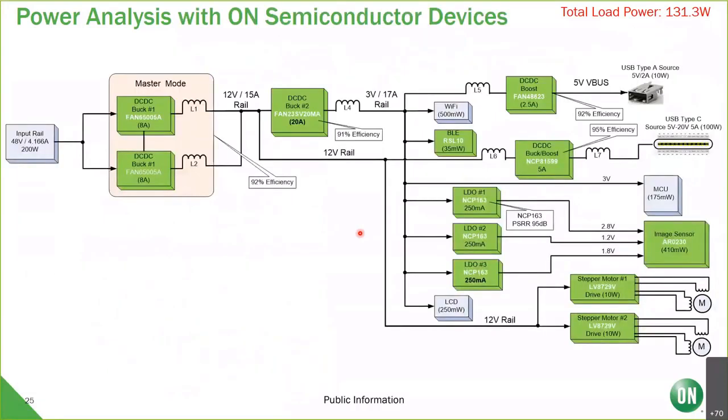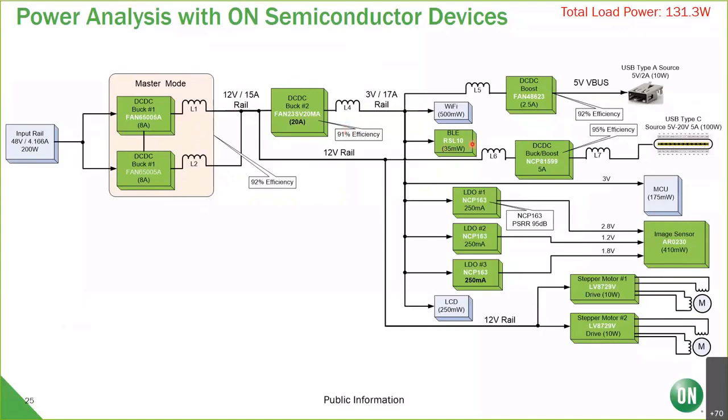And so this is what I would put together for using onsemi devices. So all the devices in green are onsemi devices. I'm starting with the FAN6500, the FAN65005A. These are 8 amp bucks, very efficient, and they can be tied together. It's sort of like a multi-phase scenario. One's a master, one's a slave, and the clocks sync up together, and that allows me to provide a 12-volt, 15-amp rail. That goes to the FAN23SV 20-amp buck, 91% efficiency.